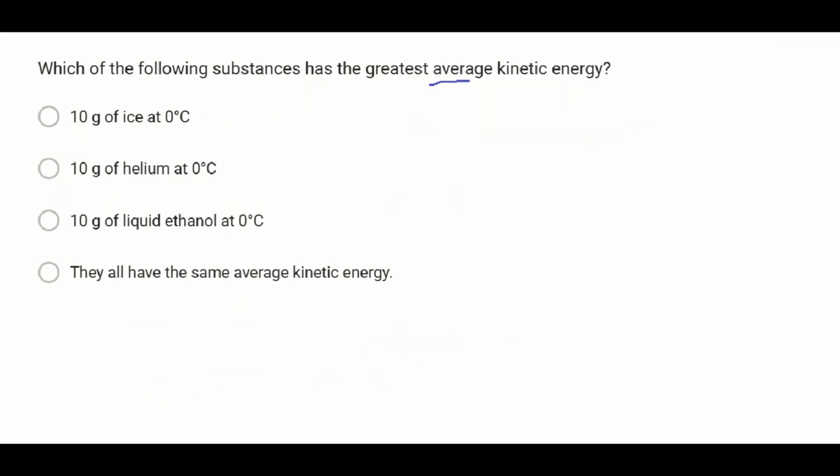Temperature measures the average kinetic energy. And if all these have the same temperature, they each have the same kinetic energy. Like your thermometer doesn't care whether you put the thermometer in ice or in air. It doesn't care about that. It only cares about measuring average kinetic energy. And if all the temperatures are the same, then they're all going to have the same average kinetic energy.